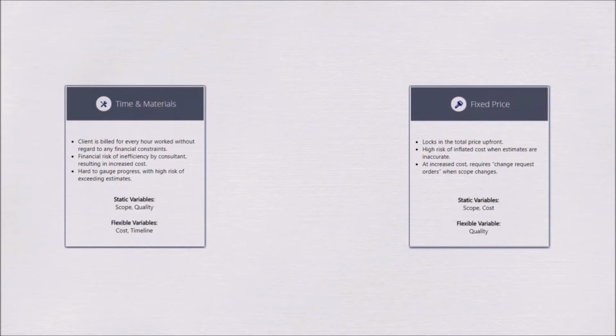The next most common pricing method is called fixed price, where the contractor attempts to make an accurate bid that locks the total perceived cost up front. Here, the cost is generally inflated and inaccurate due to considerable uncertainty. This ultimately results in a change request order when the scope changes, further inflating the price.